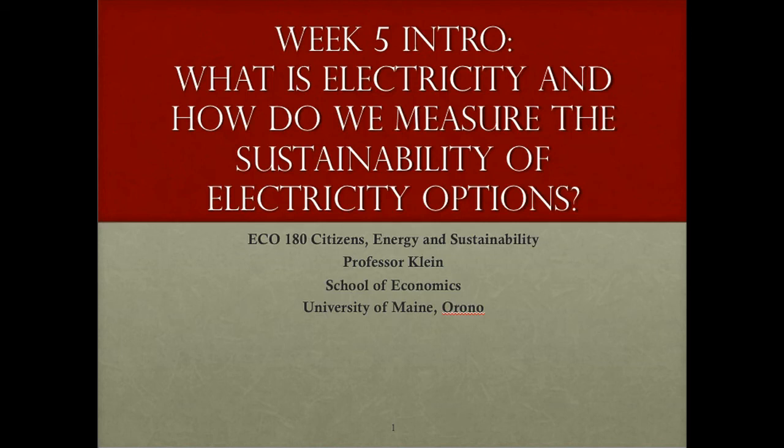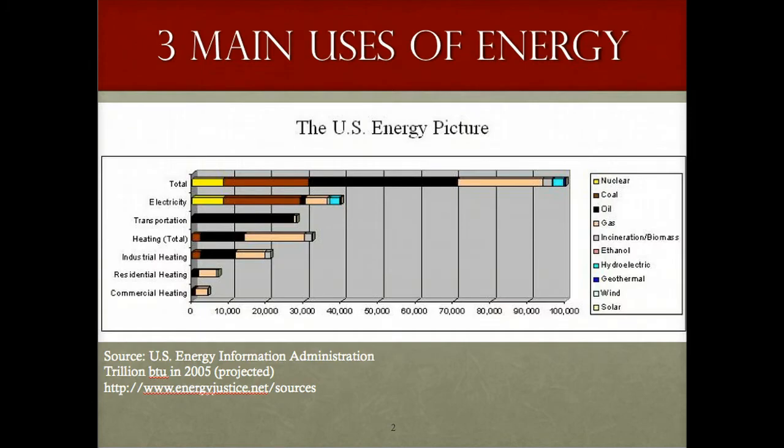Welcome to Week 5, where you will be learning about what electricity is and how we measure the sustainability of electricity options. In Unit 1, you learned about what energy is, about primary energy trends, and how to define and measure energy sustainability. Going forward, we will divide primary energy use into three main categories: electricity, transportation, and heating.